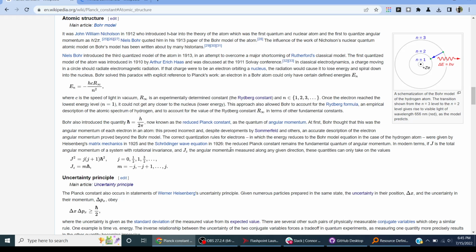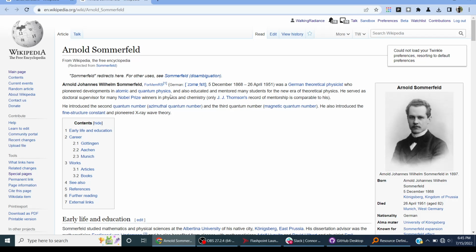Arnold Sommerfeld was a German theoretical physicist who pioneered developments in atomic and quantum physics and also educated and mentored many students for the new era of theoretical physics. He served as a doctoral supervisor for many Nobel Prize winners in physics and chemistry. Only J.J. Thomson's record of mentorship is comparable to his. He introduced the second quantum number, azimuthal quantum number, and the third quantum number, magnetic quantum number. He also introduced the fine structure constant and pioneered X-ray wave theory. Man, he has a bunch of stuff named after him.